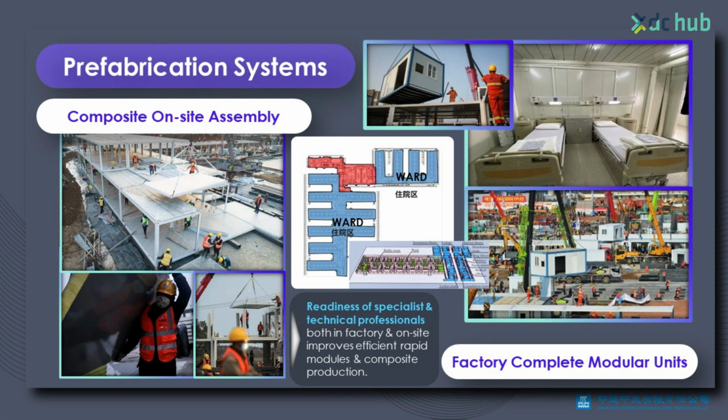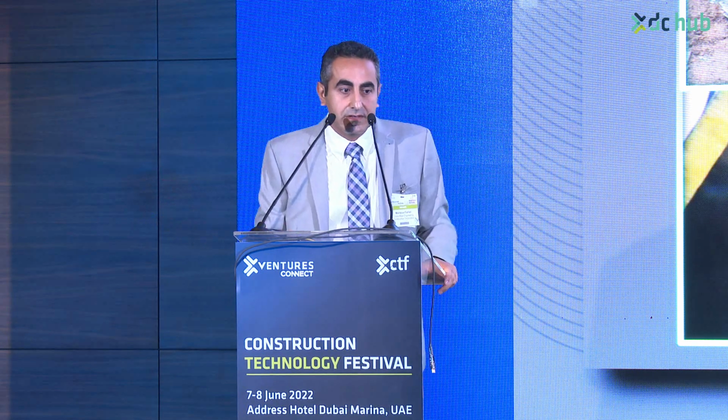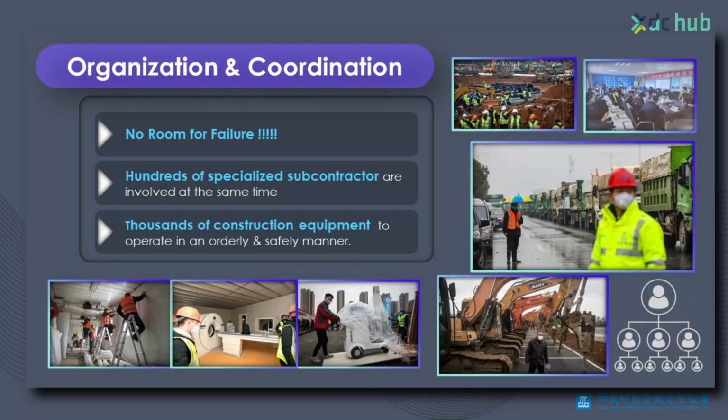The other way is to use volumetric, and the main reason for the combination is that the site has an overlap of activity. So they allow some of the production to be done in the factory while some activity is going on at the site, to maximize efficiency. Of course, there is no room for failure. It's a project which the entire world is monitoring, and it's a quick response to the pandemic.